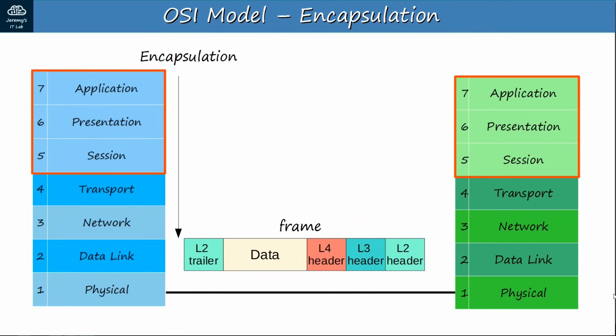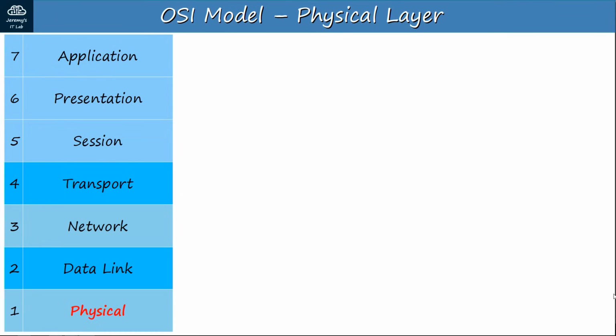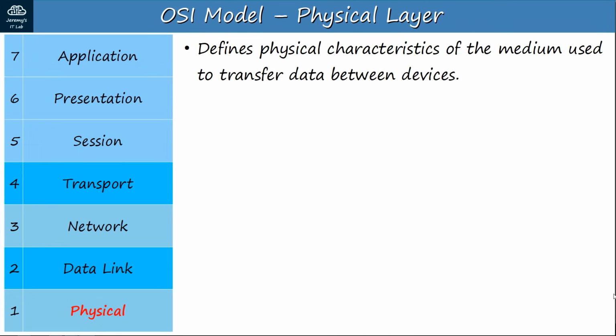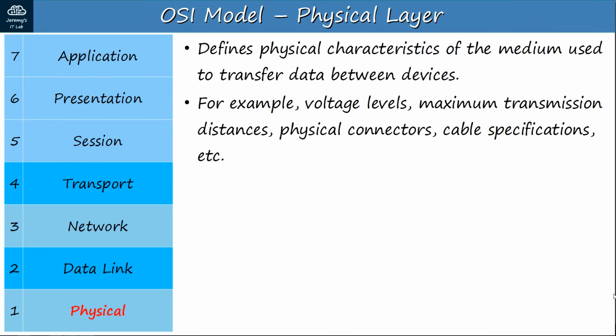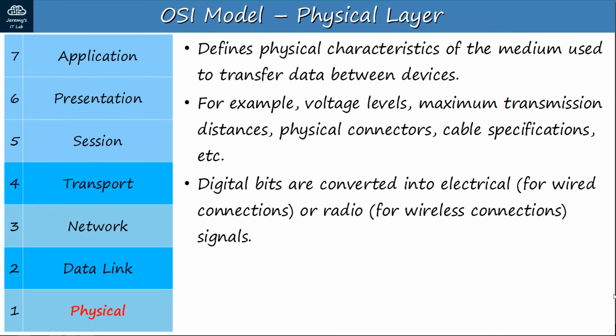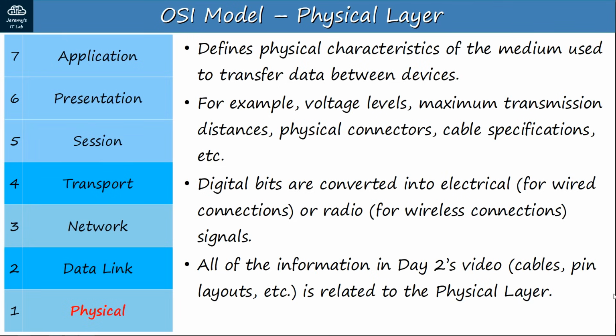Let's look at layer 1 of the OSI model a bit before moving on. Layer 1 of the OSI model is the physical layer. The physical layer defines physical characteristics of the medium used to transfer data between devices. For example, voltage levels, maximum transmission distances, like the maximum cable lengths mentioned in Day 2's video, physical connectors, cable specifications, etc. Digital bits are converted into electrical signals for wired connections, or radio signals for wireless connections like Wi-Fi. As I mentioned before, all of the information in Day 2's video, such as cables and pin layouts, is related to the physical layer of the OSI model.